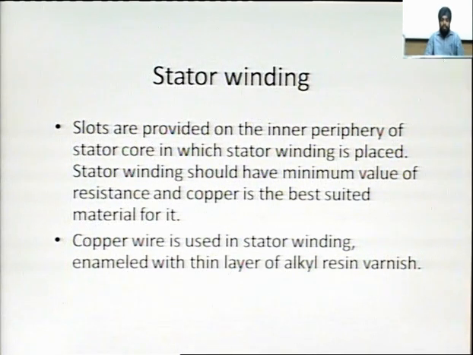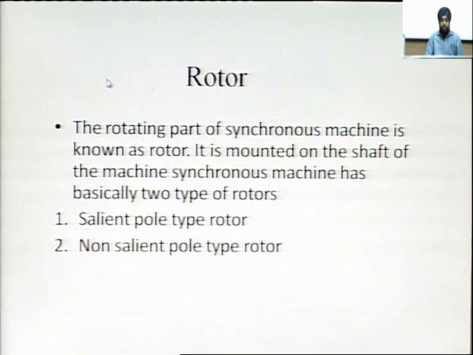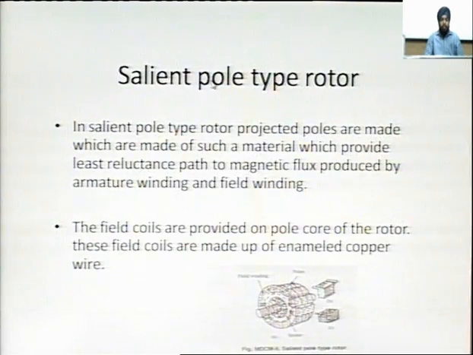Stator winding is again made up of copper wire. Rotor. Two types of rotor are used in a synchronous machine. First is the salient pole type rotor. In the salient pole type rotor, projected poles are made of such a material which provides the least reluctance path to the magnetic flux produced by the armature winding and field winding.